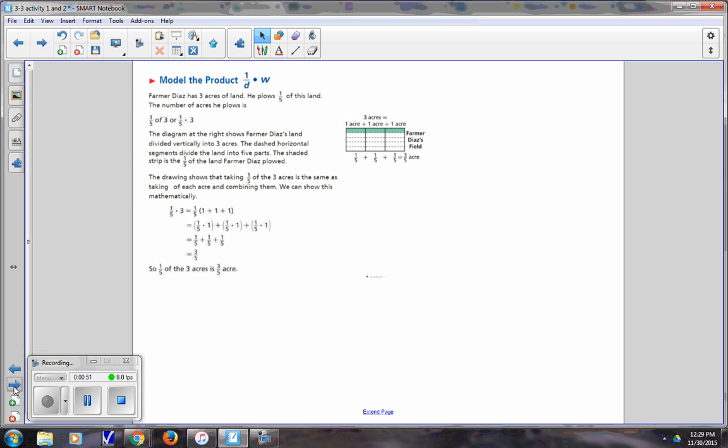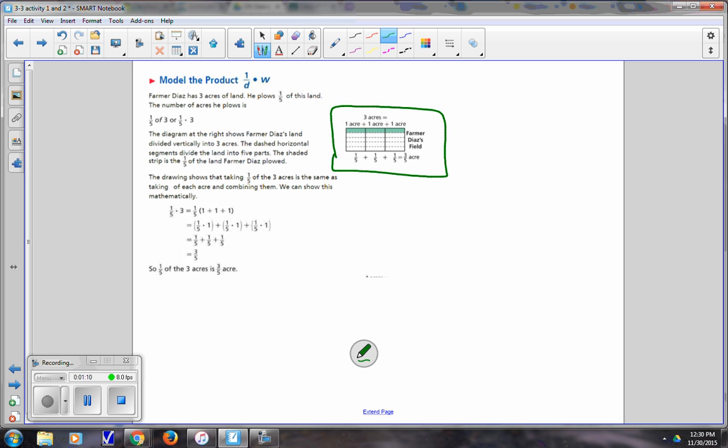Okay? And we're going to talk about Farmer Diaz here. And Farmer Diaz has 3 acres of land. He plows 1/5 of his land. The number of acres he plows is 1/5 of 3. What I want you to see here is this diagram here.